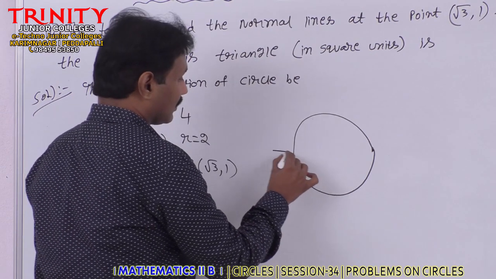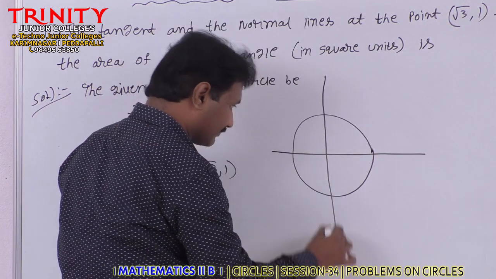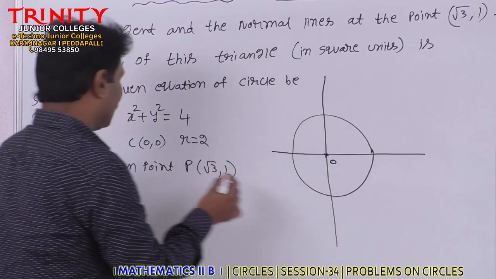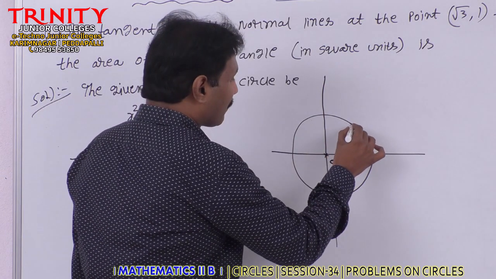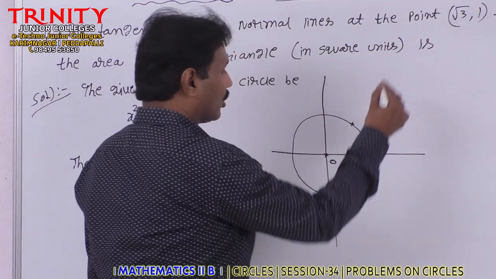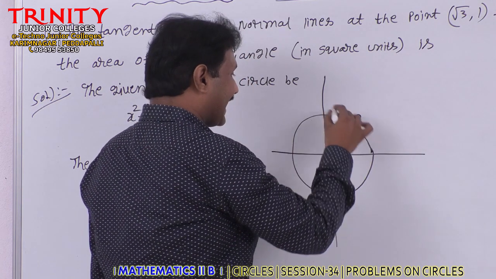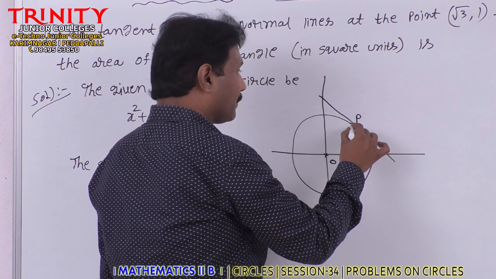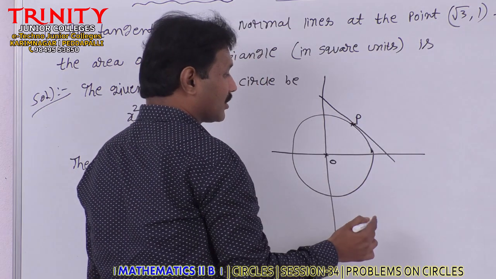This circle has its center at the origin O. P is any point on it. The point is root 3, 1. Both coordinates are positive, so the point lies in the first quadrant. Here it is a tangent.